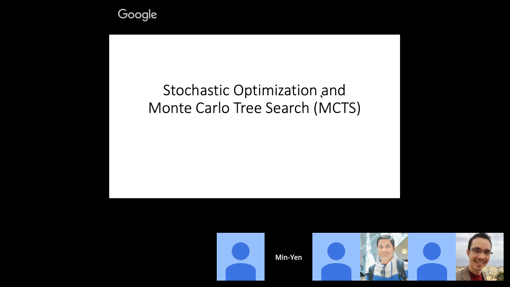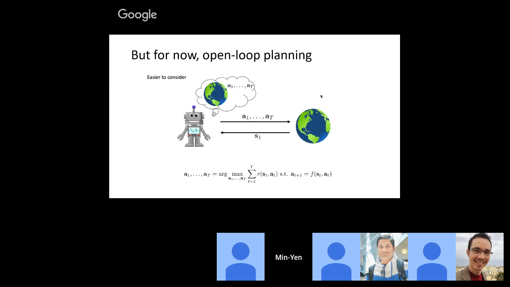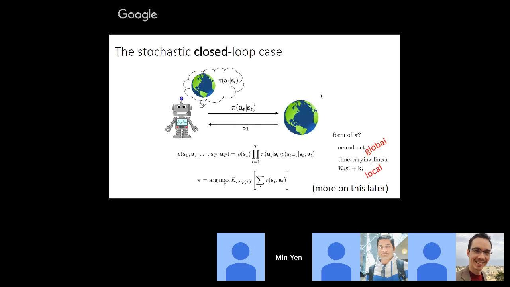Sorry, before that, I've got something about the global and local, right? What does it mean to be global? What does it mean to be local? The neural net versus a time-varying linear thing.